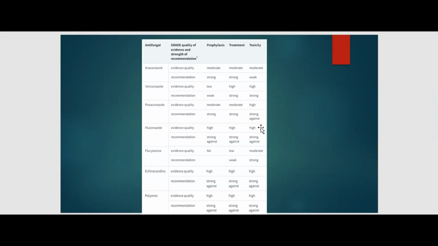So basically this table here summarizes today's lecture. It tells you which ones to monitor, which ones not to monitor, or not to worry about in terms of toxicity.